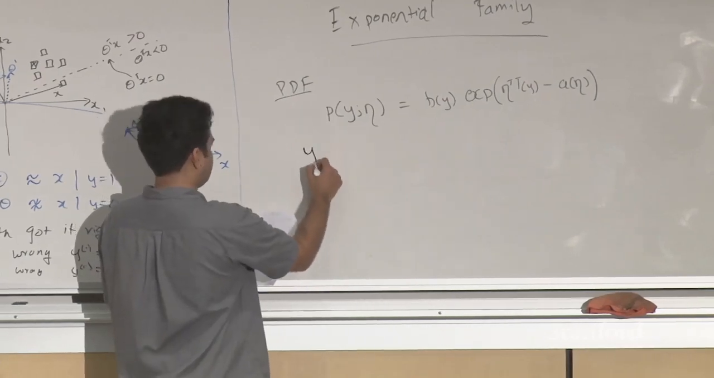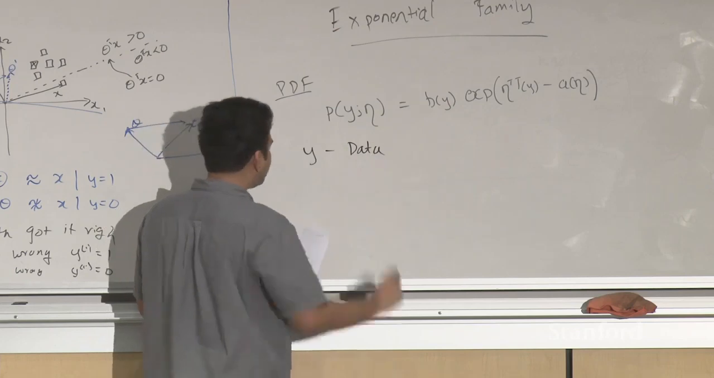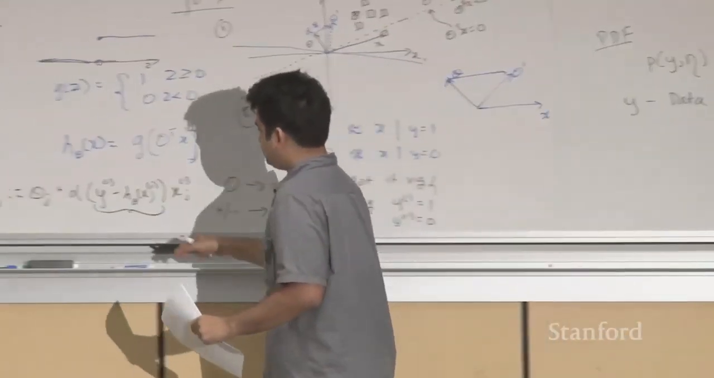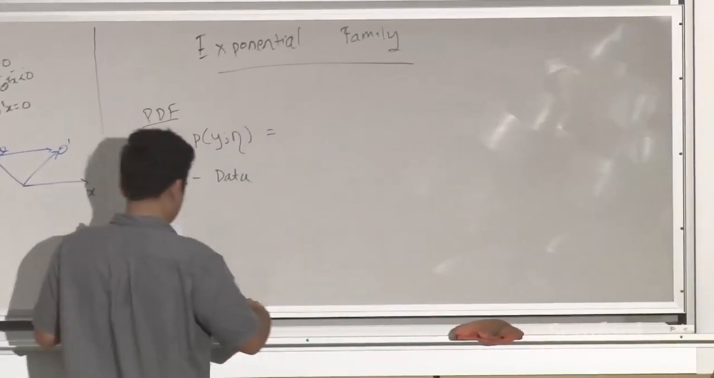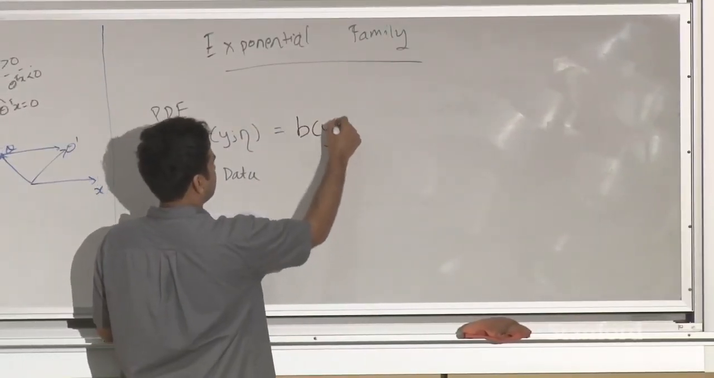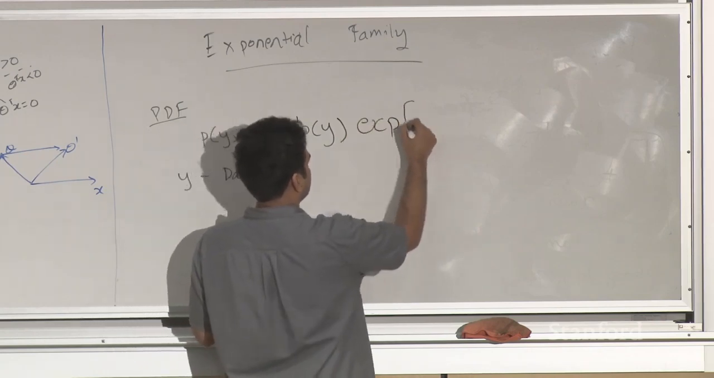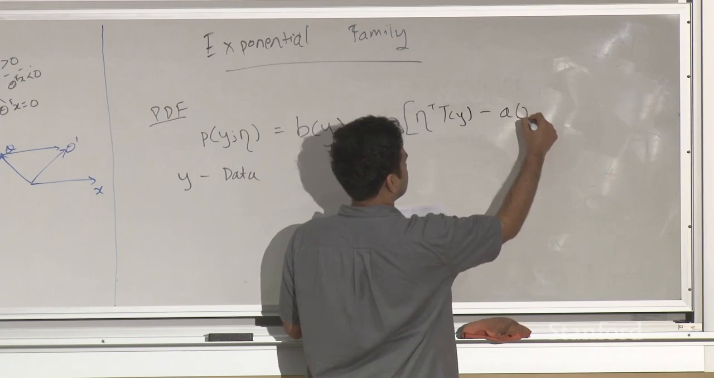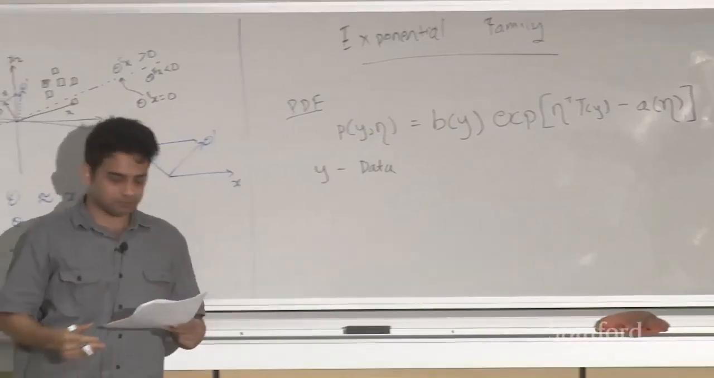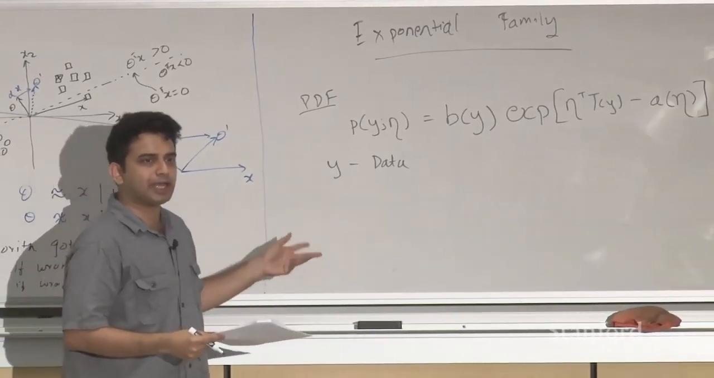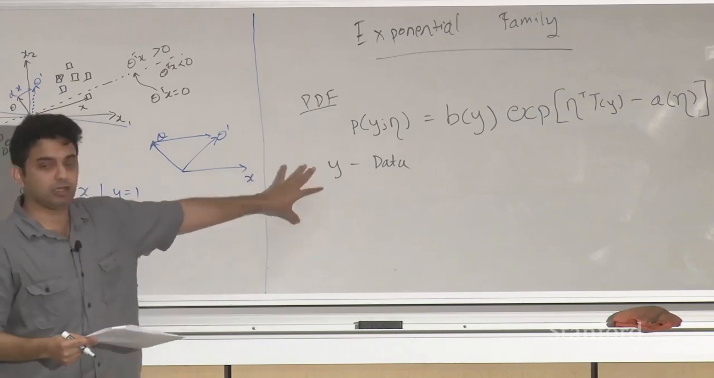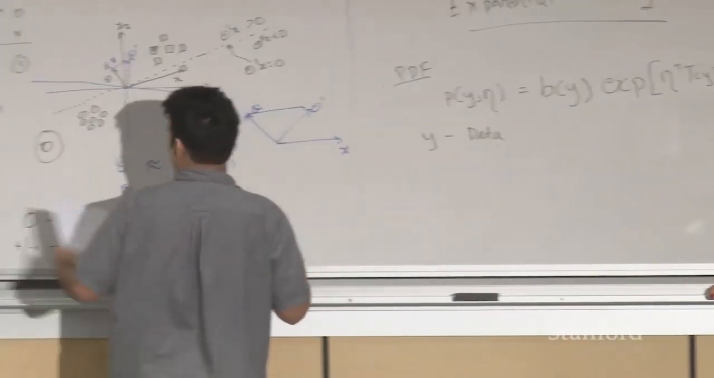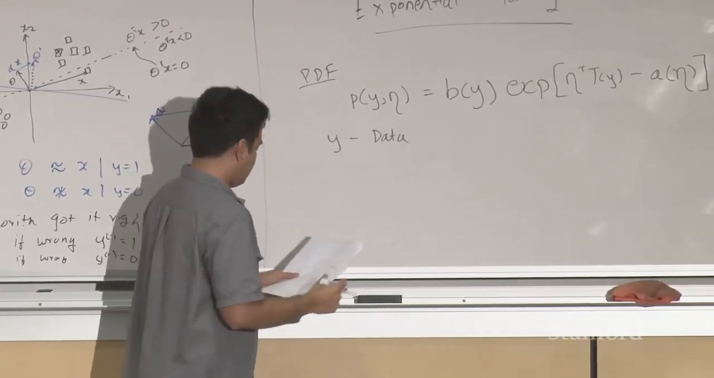So Y over here is the data, and there's a reason why we call it Y and not X. That's because we're going to use exponential families to model the output of your data in a supervised learning setting, and we're going to see X when we move on to GLMs. Until then, we're just going to deal with Y's for now. So Y is the data.